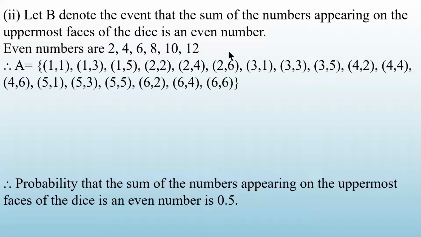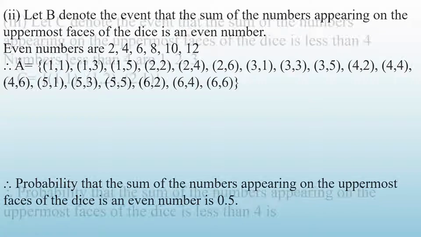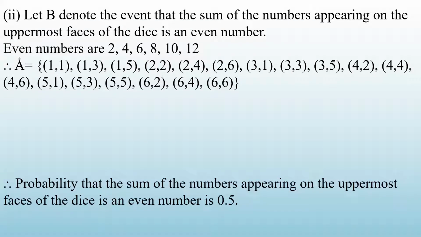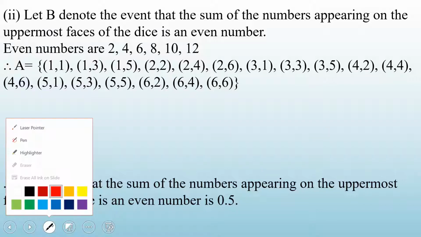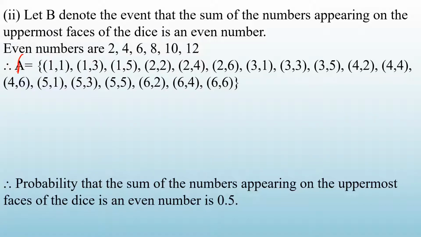2, 4, 6, 8, 10, 12. Actually, it is never ending. But in our case, it will go maximum up to 12. So this is not A. I'm calling it B. Okay. So make the correction here. So what points will come in this? Therefore, B. So B is equal to (1,1). Yes, 1 plus 1 is an even number. (1,3). Yes. (1,4) will not come. (1,5). Okay. (1,6) will also not come because 1 plus 6 is 7. Like this, we can write all.